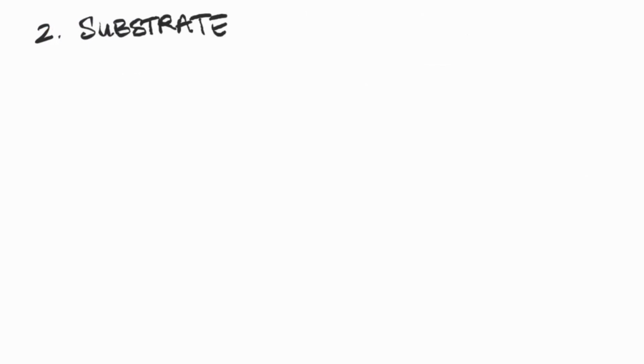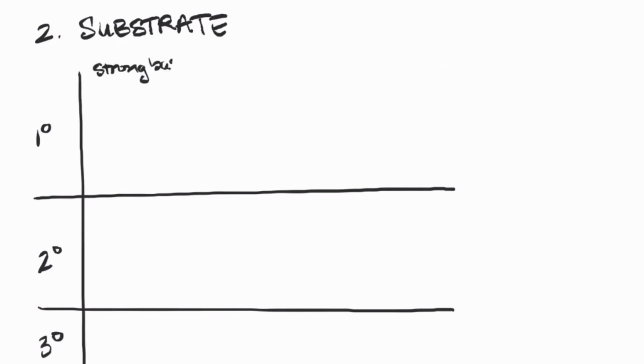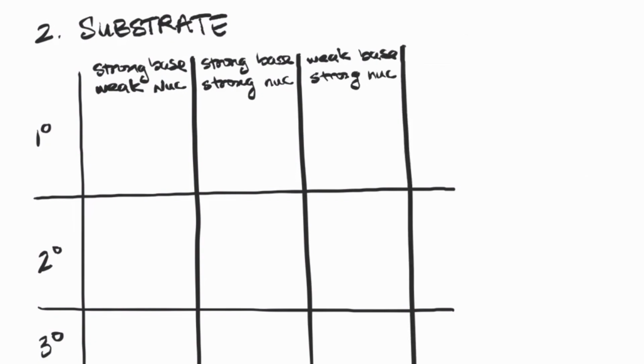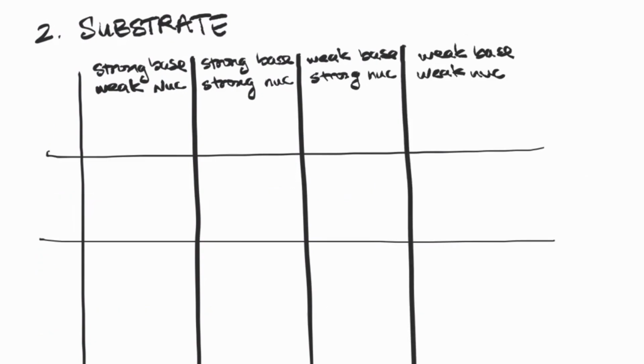All right, so we first analyzed the reagent. Now we have to analyze the substrate. This will help us determine which mechanism will dominate. So we're going to go ahead and divide up this table and take a look at it very systematically, where we have the 4 categories of our reagents, and we can compare that with the substrate, whether you have a primary substrate, a secondary substrate, or a tertiary substrate.